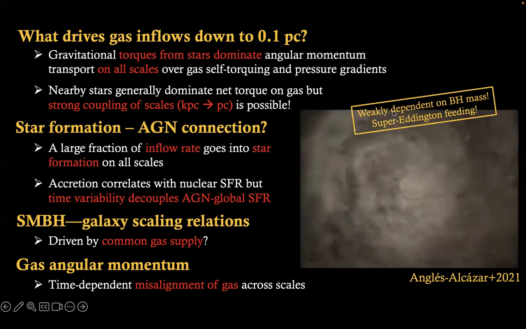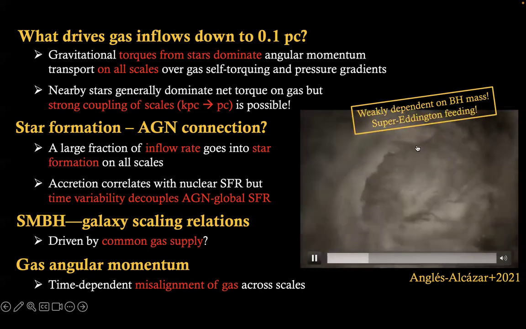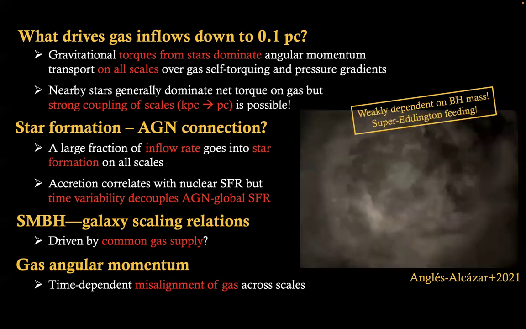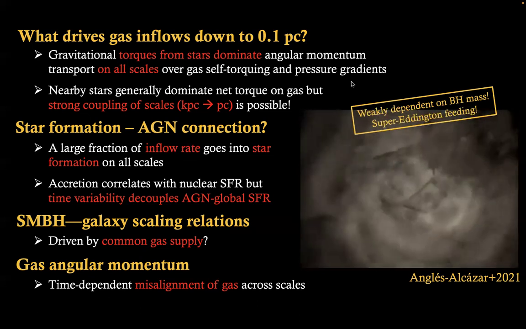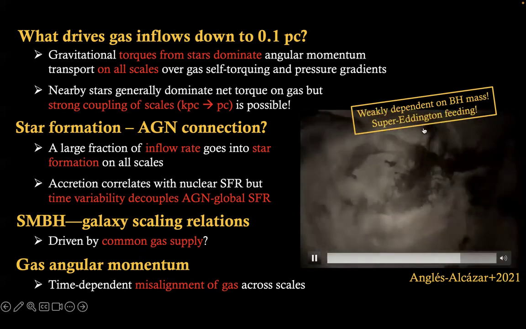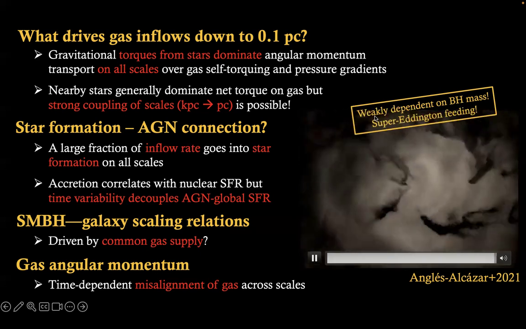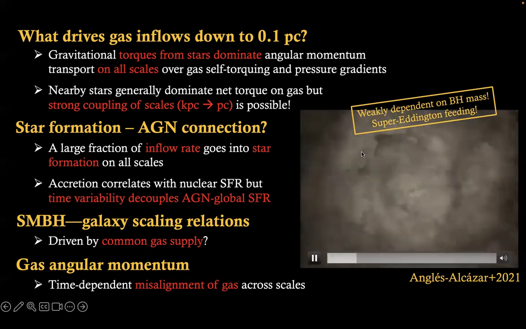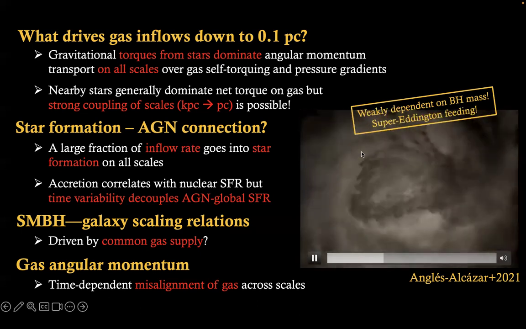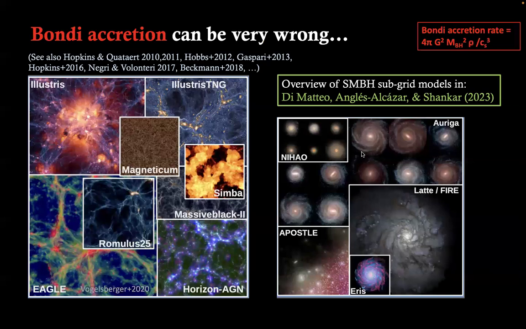Other interesting things: we demonstrated that it's possible to feed the accretion disk of supermassive black holes at super Eddington regimes, at least for some conditions. We also found that the accretion rate is very weakly dependent on black hole mass, and this has very strong implications for subgrid models. So that's the other thing that we can do here. We can try to help interpret observations in more detail, but also try to test how good or bad are standard subgrid models that we use in large volume simulations.